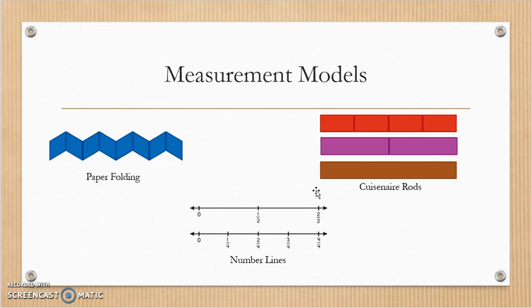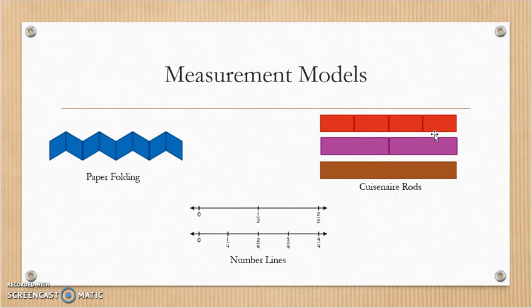Next, we're going to look a little bit closer at measurement models. So remember that measurement models are when you are representing in a linear way. Here are some different measurement models. So again, we have paper folding. You will notice that paper folding was an area model as well. Paper folding becomes a measurement model when the whole is long and thin, making it only possible to fold them in one direction. So instead of being able to fold it horizontally and vertically, I can only fold it in that linear way. We also have number lines as a measurement model to represent fractions, and Cuisenaire rods.